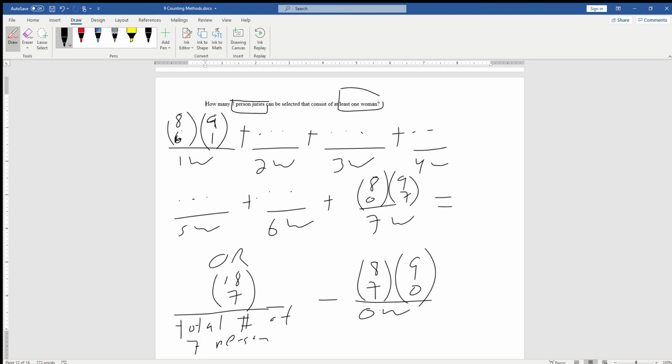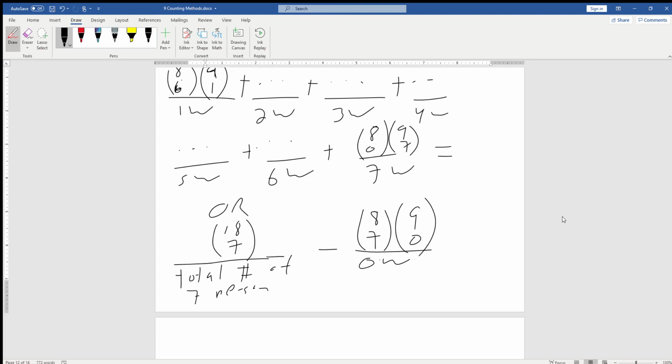All right. Now, I'm just going to go ahead, do 18 combination 7, and I'm going to subtract. Well, actually, let me just do them in steps. So 18 combination 7, that gives me 31,824. I know 8, 7 is 8. I know 9, 0 is 1. So if we subtract those, we end up with 31,816.